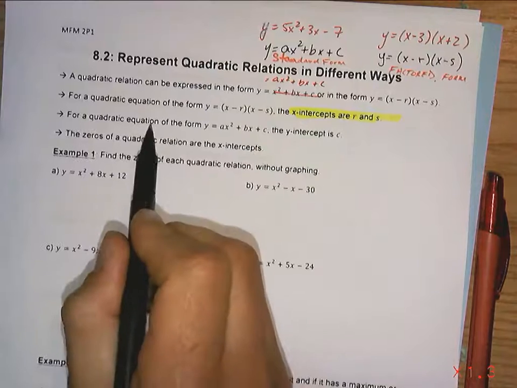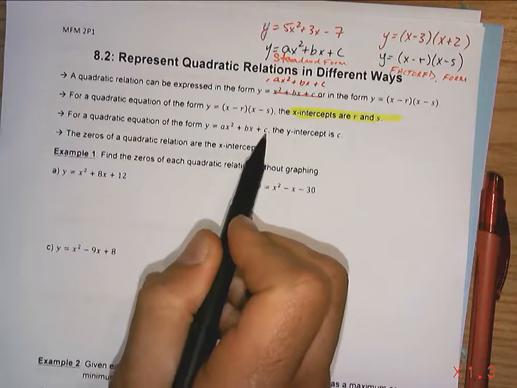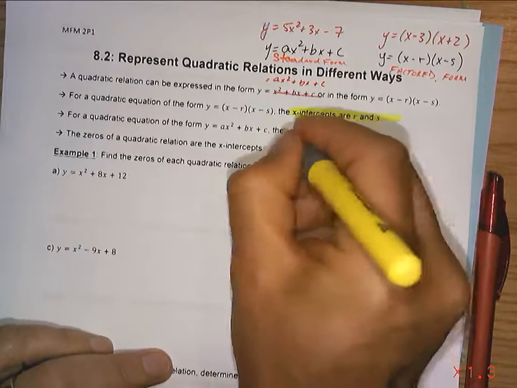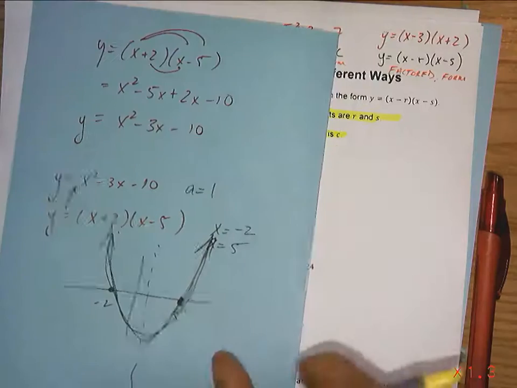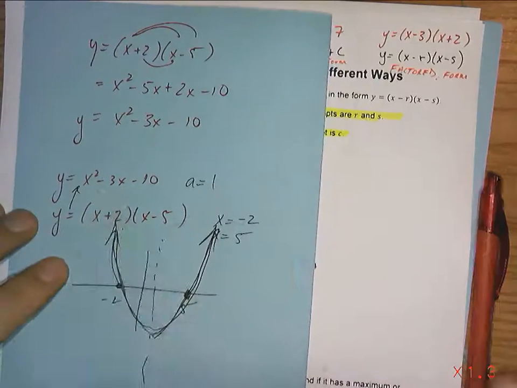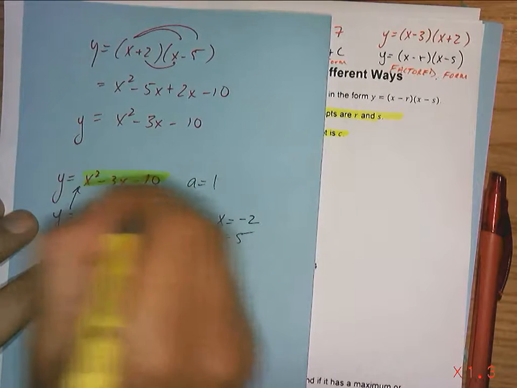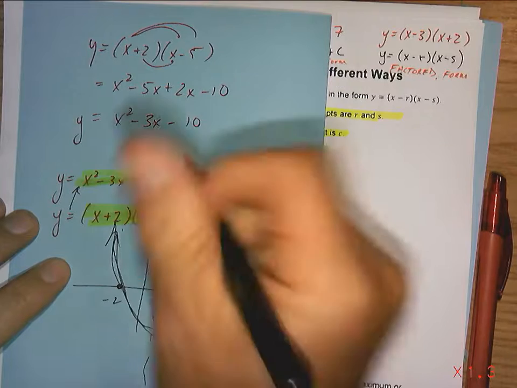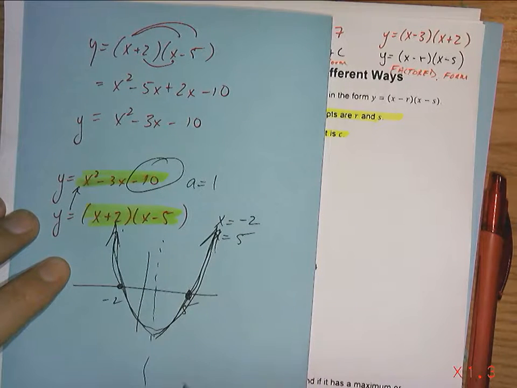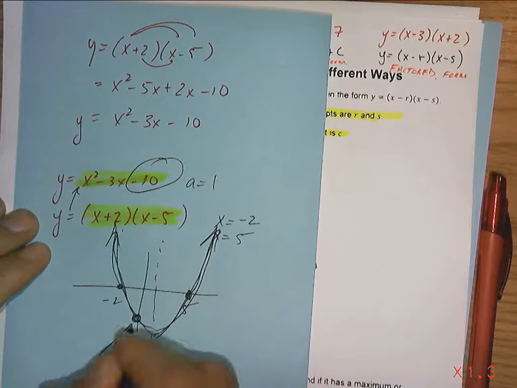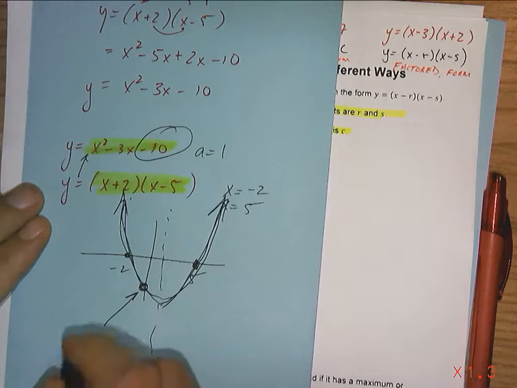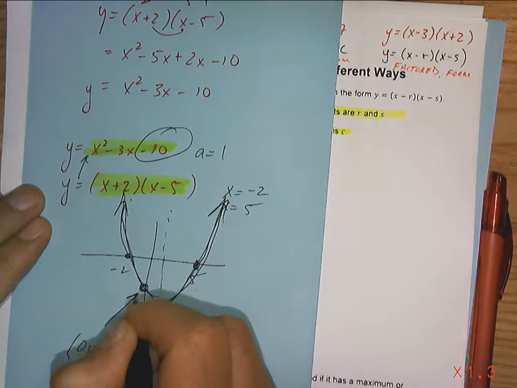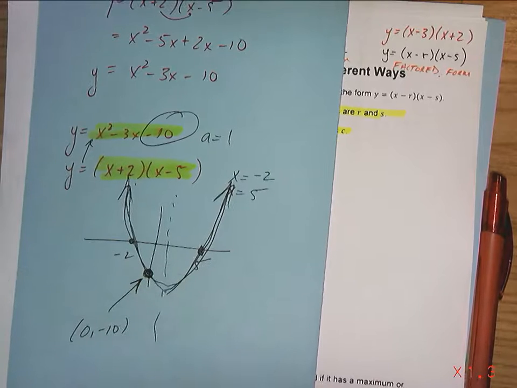For a quadratic equation of the form ax squared plus bx plus c, the y-intercept will always be c. So going back to our example here, this parabola and this parabola are the same parabola. Notice that we have a c value here. Our c value is negative 10, which means that that's going to correspond with the y-intercept. And so this will be 0, negative 10. That point right there will be 0, negative 10.